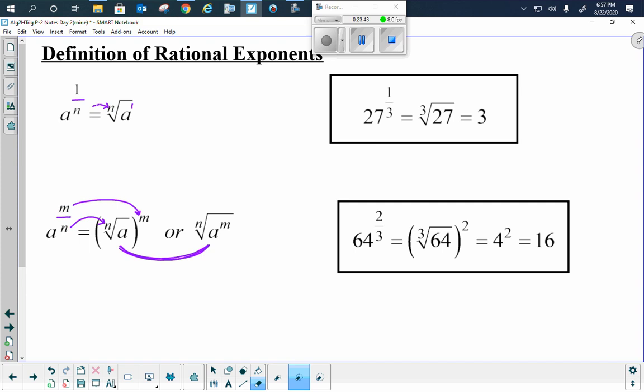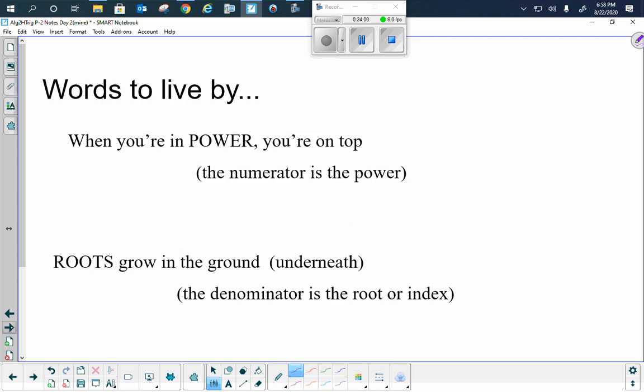Okay. If you're struggling at all trying to remember which of these is the exponent and which one is the power, or which one is the root, and so forth, then these are definitely words to live by. When you're in power, you're on top, and the numerator is the power, or the exponent. And I like to think of roots grow in the ground, they're underneath, and so the denominator is the root or the index, back from those previous examples. Go back and look at those again if that's helpful.